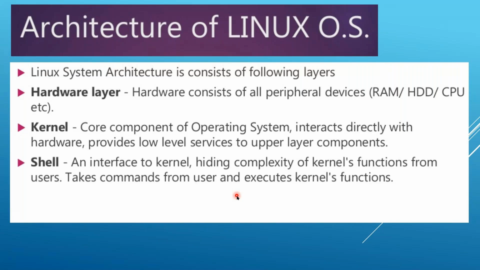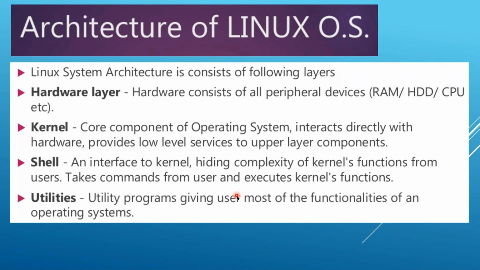Shell is an interface to the kernel, hiding the complexity of the kernel's functions from users. It takes commands from the user and executes the kernel's functions. Utilities: utility programs giving users most of the functionalities of an operating system. These are the four layers available in the architecture.